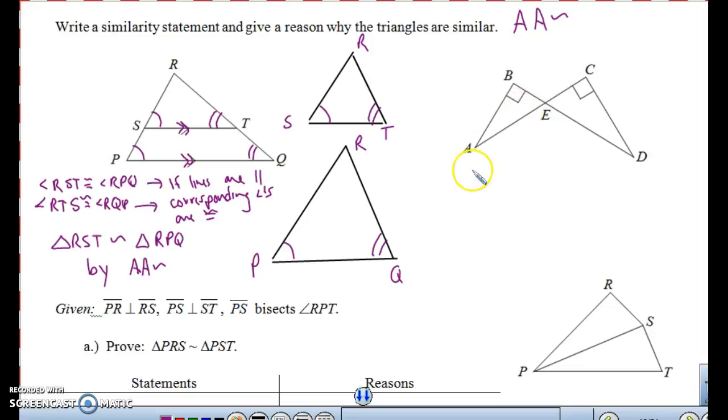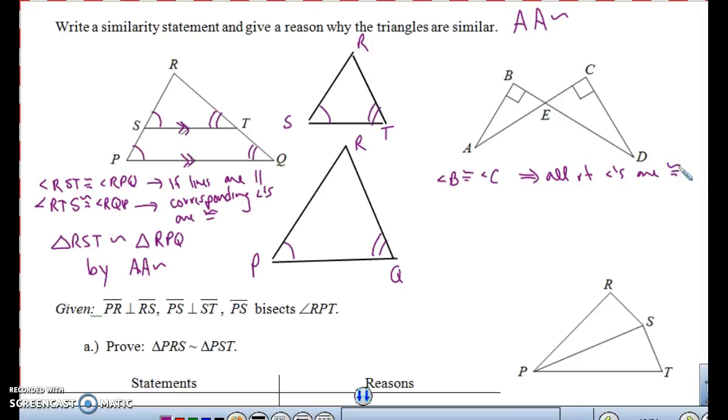Okay, so let's take a look at these two triangles here. We have ABE and we have DCE. We want to prove they are similar. Well, let's use angle-angle again. We know for certain that angle B is congruent to angle C because they're both right angles, because all right angles are congruent.